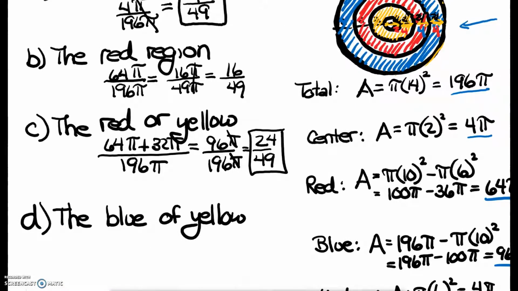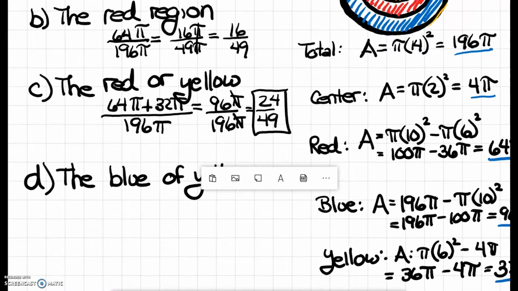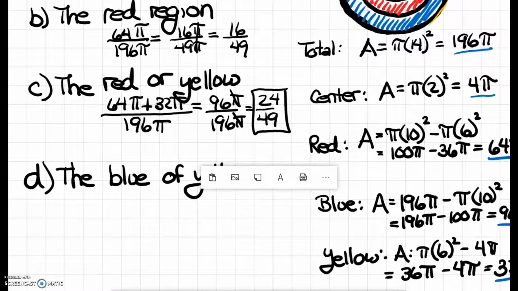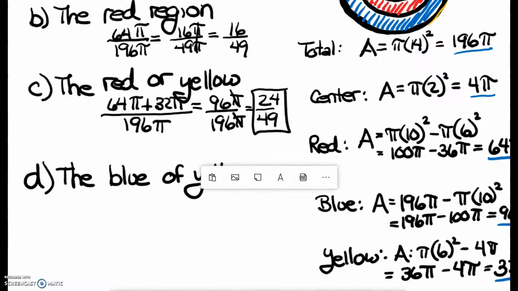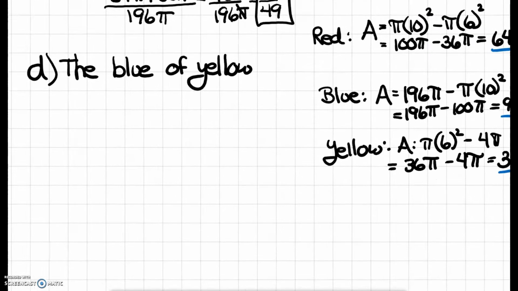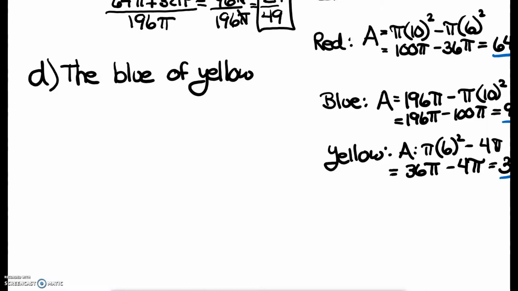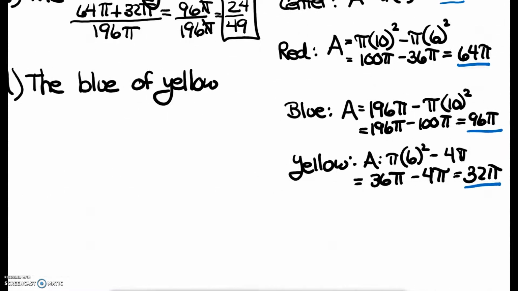The red region was 64 pi over 196 pi, and that reduced to 16 over 49. And then we did the red or the yellow region, so it could land randomly in either one. So the red plus the yellow region was 64 pi plus 32 pi all over the total region. And we're going to do the same for the blue and the yellow region. We're going to add those areas together. So it's going to be 96 pi plus 32 pi, and we're going to put that over the total area, which is 196 pi.